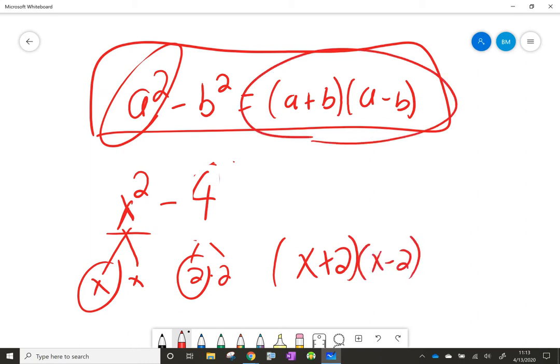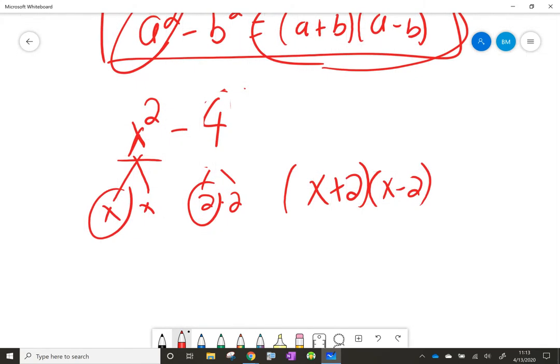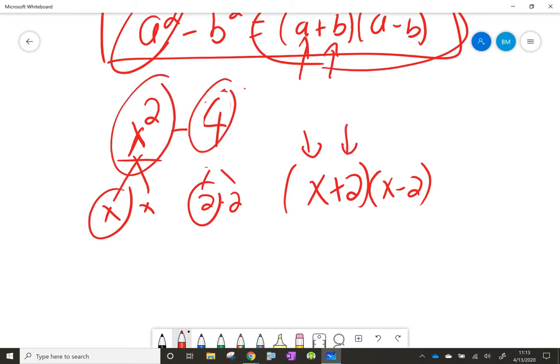Just like this result here, a plus b, a minus b. So the a, in this case the x, is the square root of that first part, and the b part, which in our case is 2, is just the square root of the second term. And it's always going to be 2 terms as well. You can't really do this method or this trick if there's like 3 terms or whatever. So it's really only going to be a difference of squares when you have 2 terms.